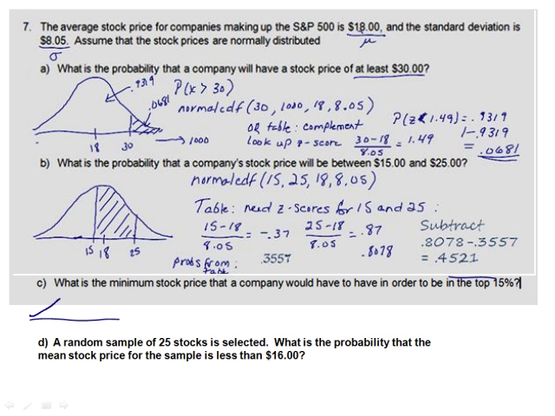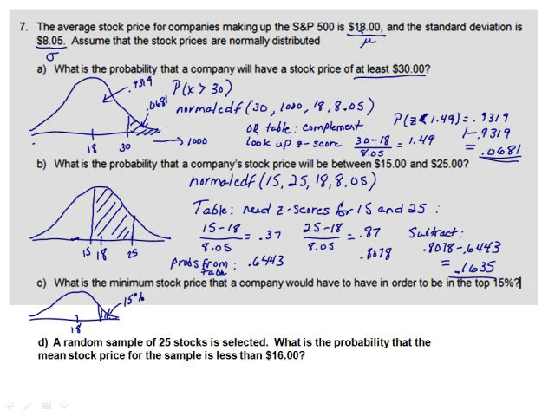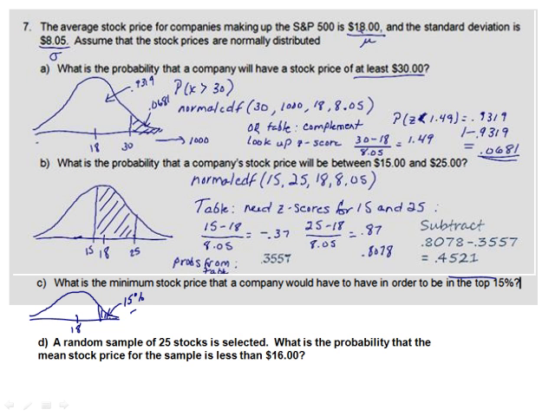Now next we're going to look at the minimum stock price that a company would have to have in order to be in the top 15%. So I'm drawing the distribution again, and top 15% means that we're going from some stock price to the right to get the top 15%. Now again, since this isn't what our inverse normal function on our calculator or our z-scores table gives us, since it gives us values going to the left, we're going to have to think about what the complement of that particular area would be. So we have the 15% there.